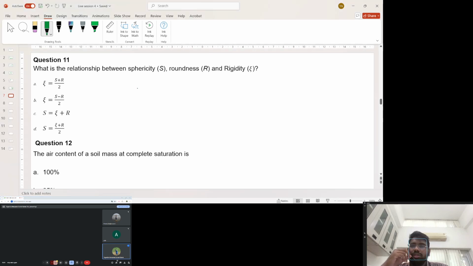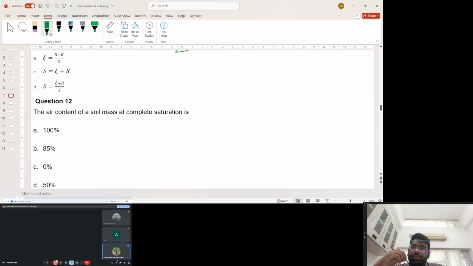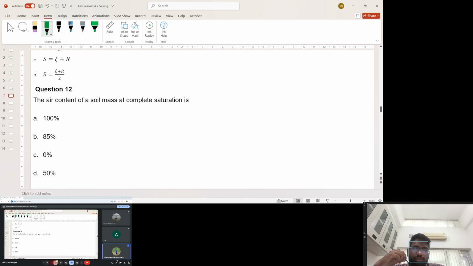So usually rigidity is related by sphericity plus roundness factor, the average of these two. These are essentially empirical relationships which have been developed. So the option will be the first option, which is S plus R by 2. Okay. Any doubts?